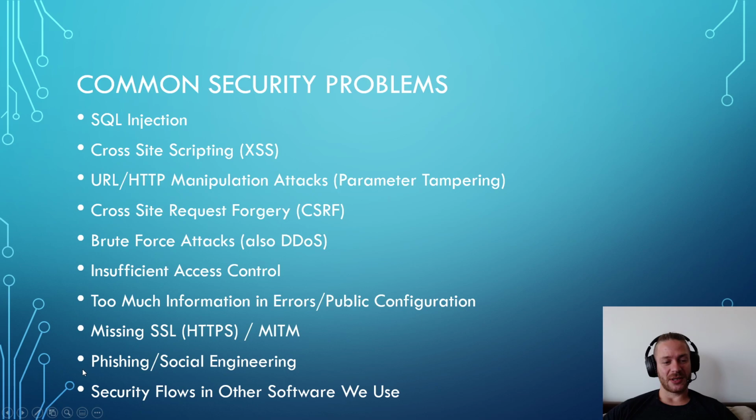And last but not least, we may have security flaws in other software we use. For example, we use a third-party library. There is a problem in .NET, for example. There's a problem in ASP.NET Core, and so on. So there may be security flaws in other software, and we need to constantly update it and read through the release notes to make sure that there is no security vulnerability in our application.